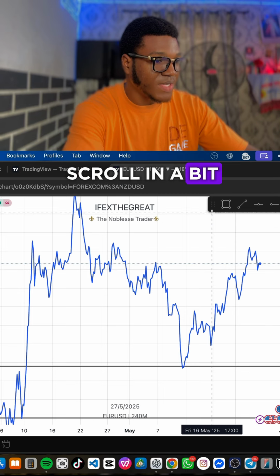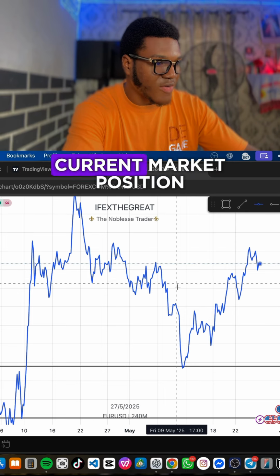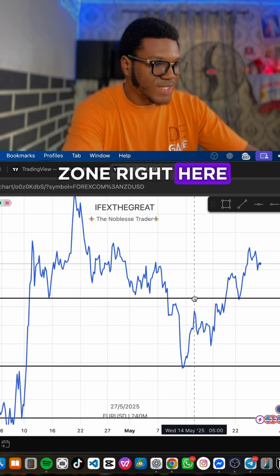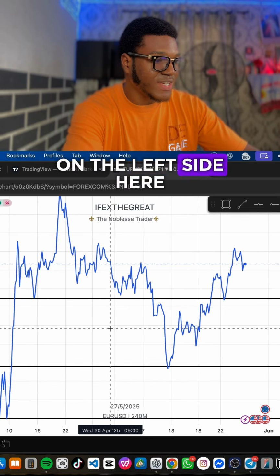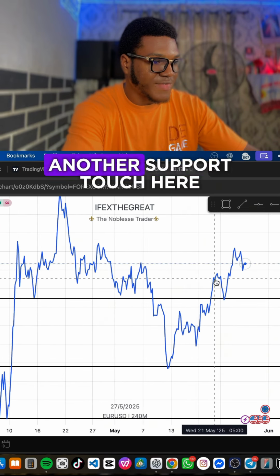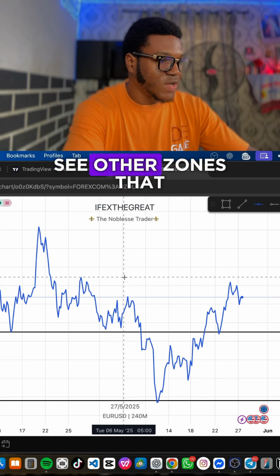We'll just have to scroll in a bit to mark out more zones that are in the current market position. So this is another zone right here. And why is this a zone? We can see that on the left side here we have a support touch here, and we also have another support touch here.